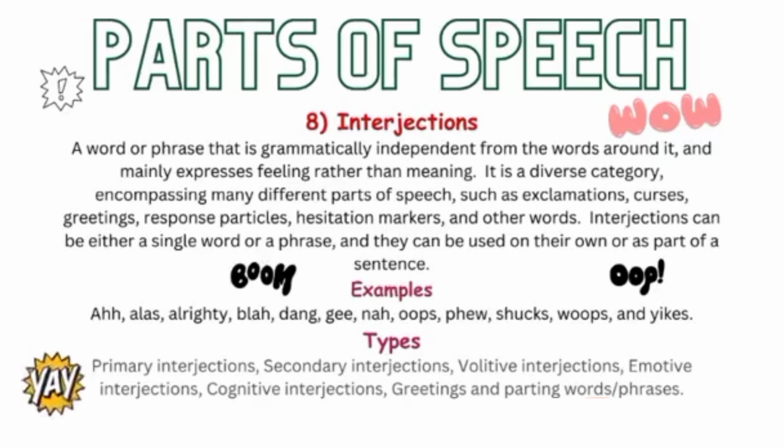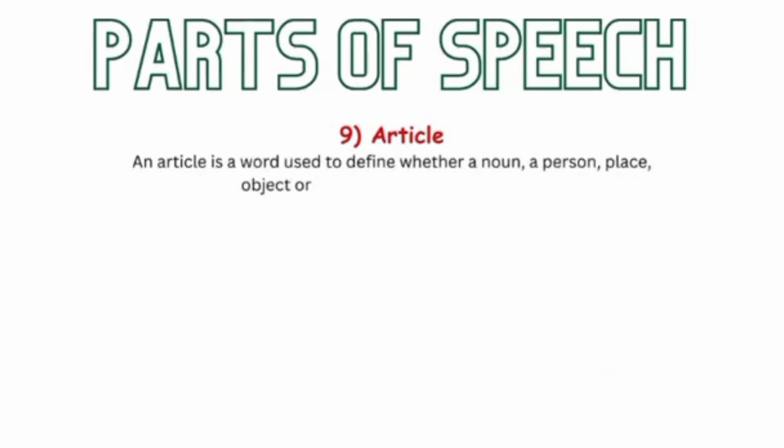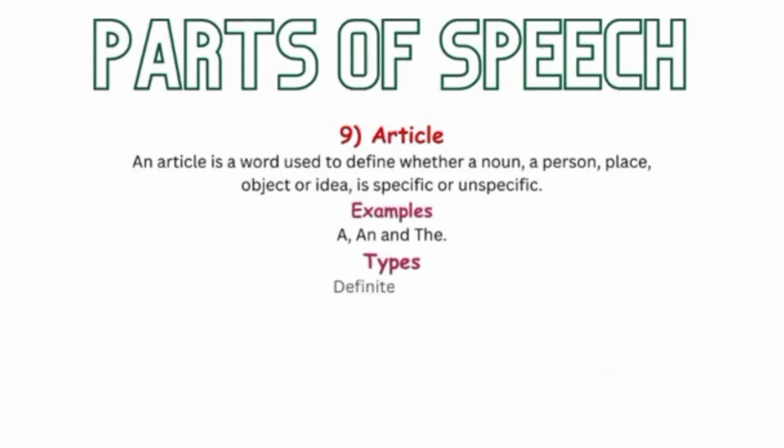The types of interjection are primary interjections, secondary interjections, volitive interjections, emotive interjections, cognitive interjections, greetings and parting words, phrases. Last is article. An article is a word used to define whether a noun, a person, place, object, or idea is specific or unspecific. For example, a, an, and the. The types of article are definite article and indefinite article.